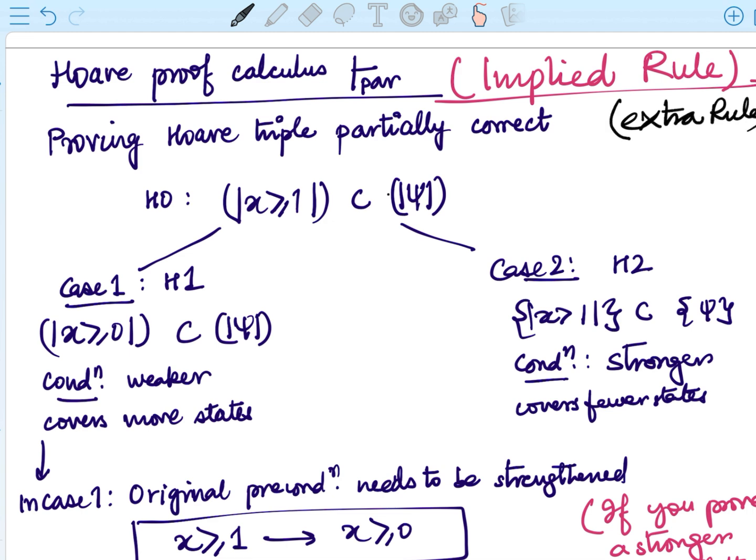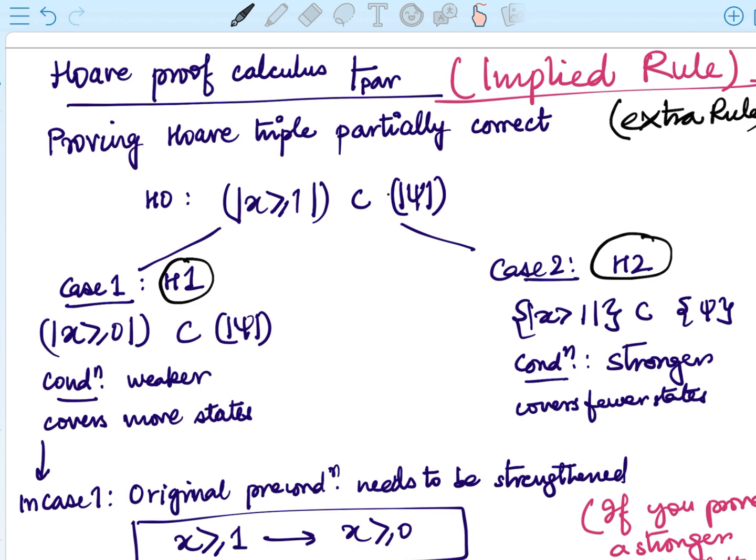Now, proving Hoare triple partially correct. What is partially correct? It doesn't need to terminate, right? So, {x >= 1} C {ψ}. The first case is, let us suppose x is equal to 1. We are taking one Hoare triple, which is {x >= 0} C {ψ}. And case number 2, which is Hoare triple 2, {x > 1} C {ψ}.